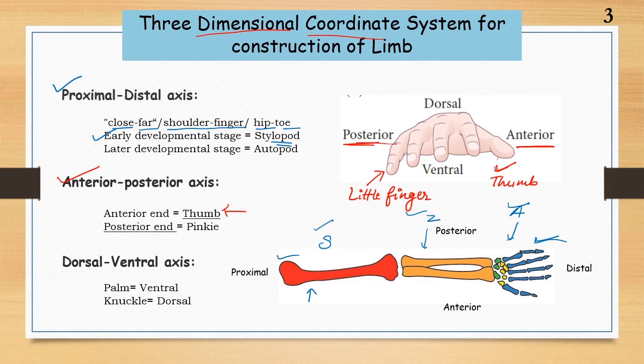Now coming to the third axis of the hand, it is the dorsal-ventral axis. On this ventral side there is the palm in the case of the forelimb, or the foot sole in the case of the hind limb, and on the dorsal side there are the knuckles. Now this same type of axes is present in the hind limb also.